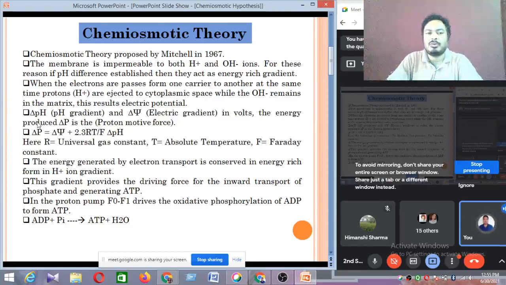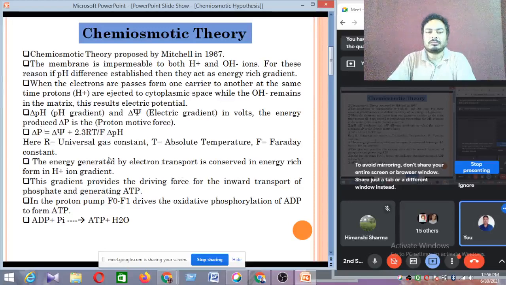Proton motive force, the total energy, equals delta psi, the electric gradient, plus 2.3 RT by F delta pH. What is R? R is the universal gas constant, T is the absolute temperature, F is the Faraday constant, and delta pH is the pH gradient. After that we get the total energy. The total energy is the proton motive force by this particular equation.